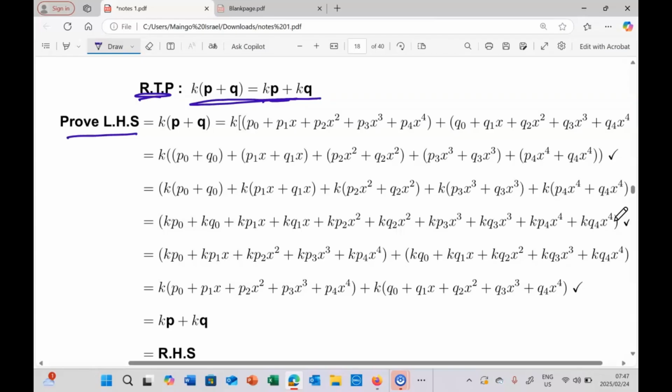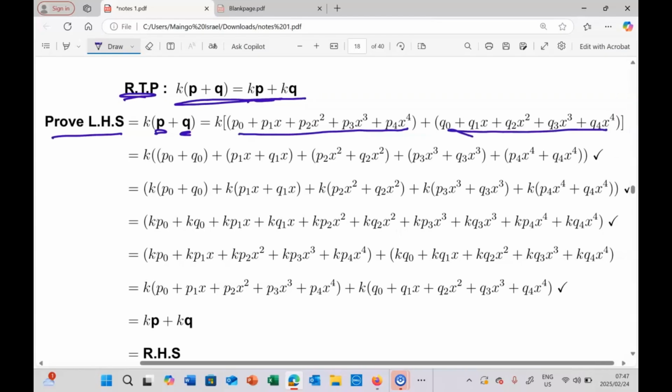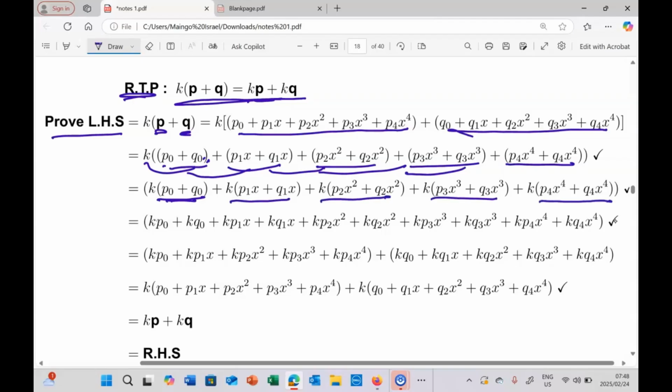Left hand side. So this is k into (p plus q). Where there is p and q, we're putting those polynomials, this plus this. So now this is k. We're adding as usual the like terms. Simple thing. We add what is inside the bracket first, so then we multiply by the scalar. That's when we're multiplying by scalar. This one multiplied by this, that multiplied by that scalar. This is k times this, k times this, k times this, k times this, k times this.